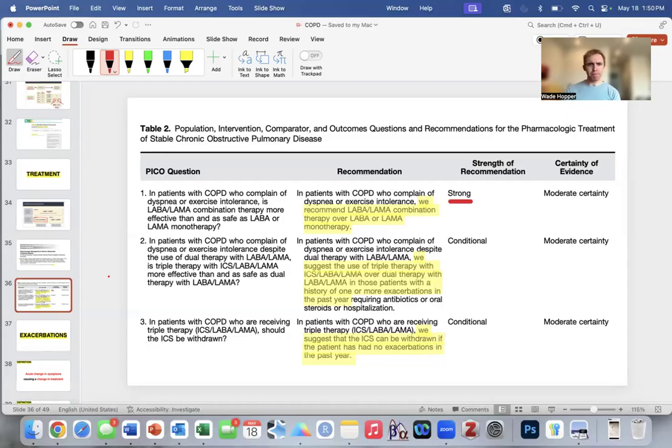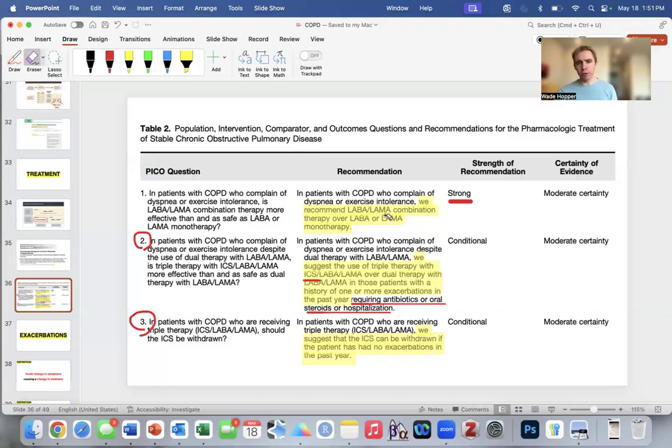The next 2 points in the ATS guidelines talk about inhaled corticosteroid therapy, which is the main reason why I included this, because the GOLD guidelines don't really mention that. And ATS says that they recommend triple inhaler therapy with a corticosteroid over dual therapy in patients with one or more exacerbations in the past year, period, requiring antibiotics or oral steroids or hospitalization. But I'd make the point that if you're not doing one of those three things, is it really an exacerbation? I don't know. It's pretty weak exacerbation.